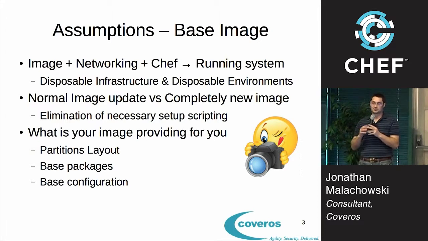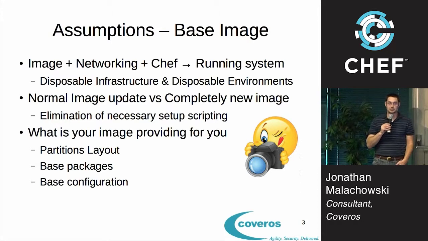So the base image, this is the first major change, and it's kind of at the core of what I use Chef for. I typically like the vagrant-like paradigm where you have a base image plus your networking surrounding it, plus your chef magic should lead you to a running environment. And this is part of the disposable infrastructure, disposable environment idea that AWS embraces also.